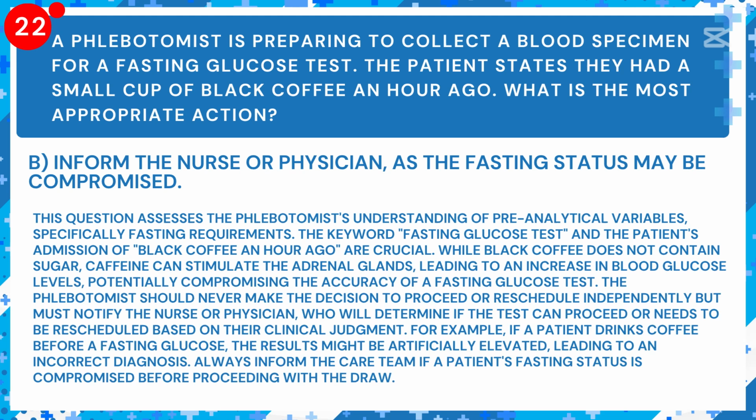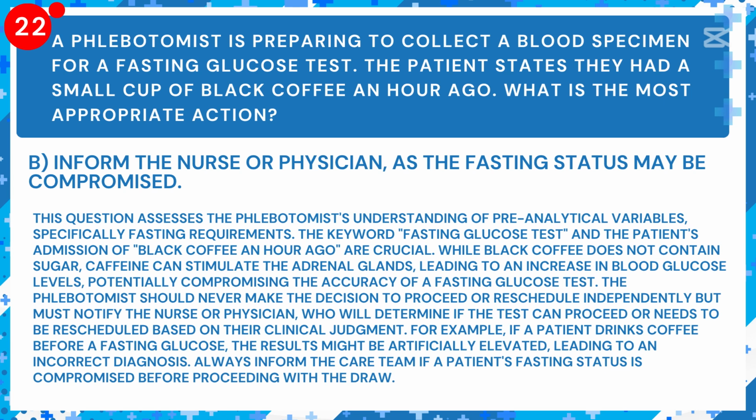Answer: B. Inform the nurse or physician, as the fasting status may be compromised. Explanation: this question assesses the phlebotomist's understanding of pre-analytical variables, specifically fasting requirements. The keyword fasting glucose test and the patient's admission of black coffee an hour ago are crucial. While black coffee does not contain sugar, caffeine can stimulate the adrenal glands, leading to an increase in blood glucose levels, potentially compromising the accuracy of a fasting glucose test.